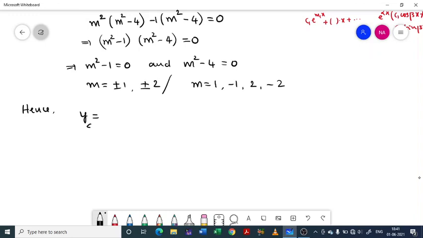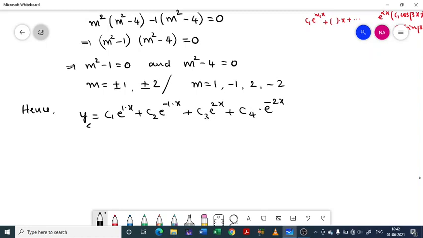Even if you write yc here, that is not wrong. y equal to c1 e power 1 into x plus c2 e power minus 1 into x plus c3 e power 2 into x plus c4 e power minus 2 into x. That is the solution of the first equation.